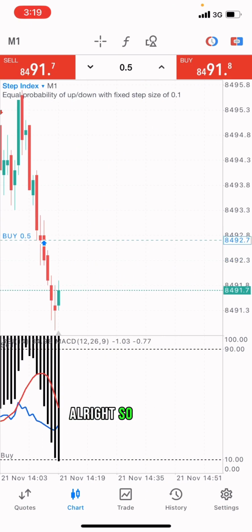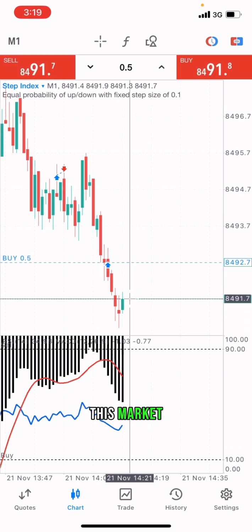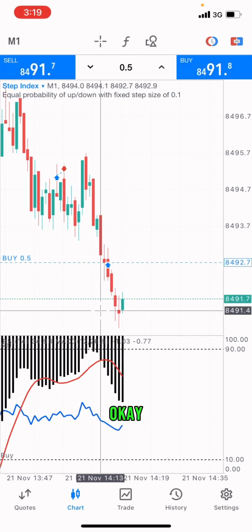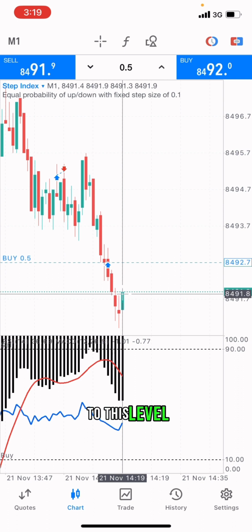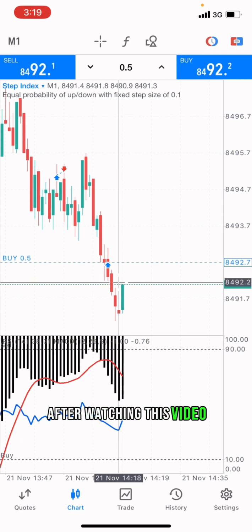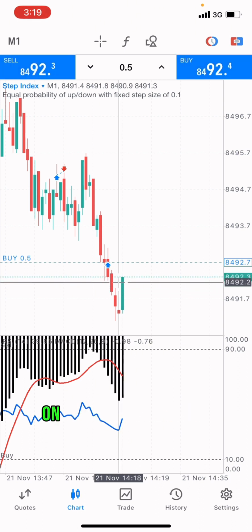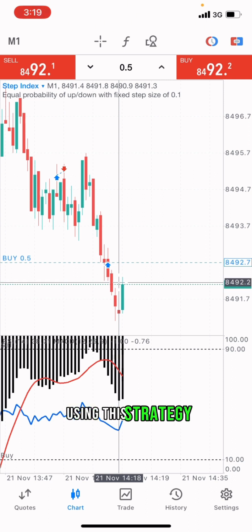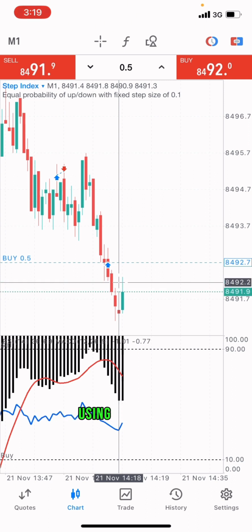All right, so you can see that right now this market is in a buy position, because it has gotten to this level. So now I believe after watching this video, you have an idea of how to trade the step index using this strategy that I just shared with you guys, using technical analysis and also the indicators such as the RSI and the MACD.